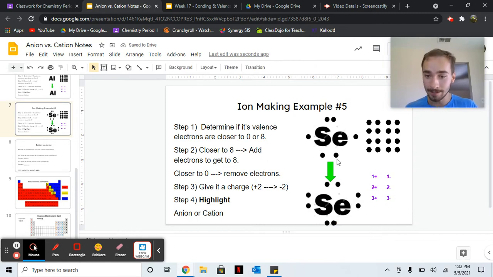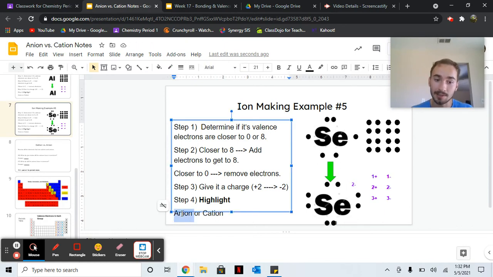And it gained 2 electrons. Remember, electrons are negative, so it's now 2 minus because it gained 2 negative things. And remember, anion is like anti, so it's against, so it's negative. Anion is negative, so selenium is an anion. So that's what you do if the valence electrons are closer to 8.